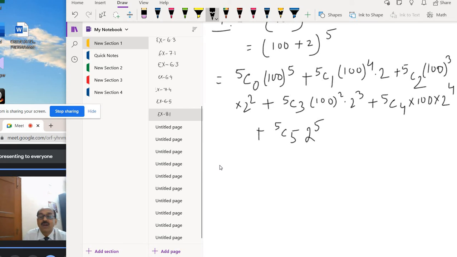5C0 means factorial 5 by factorial 0 into factorial 5 minus 0, so it is 1. So 100 to the power 5, plus 5C1 means factorial 5 by factorial 1 into factorial 4. 5 factorial means 5 into 4 factorial, so 4 factorial cancels and it is 5. 5 into 2 is 10, so 10 into 100 to the power 4.